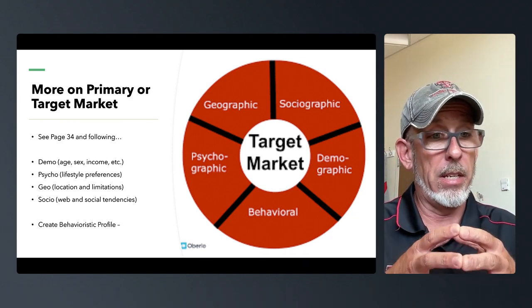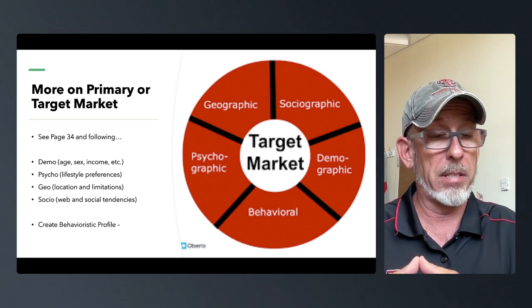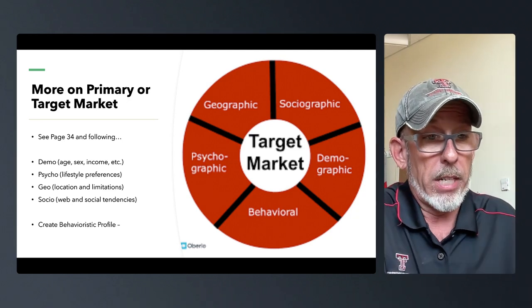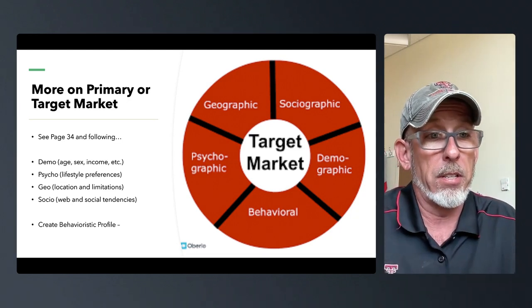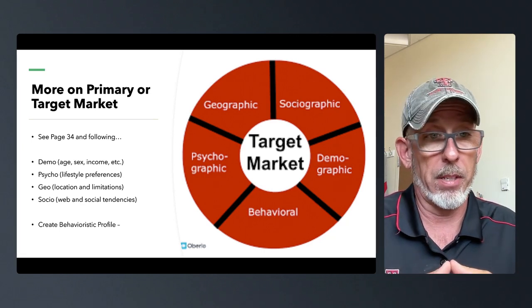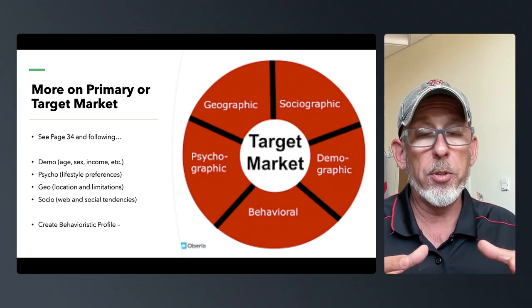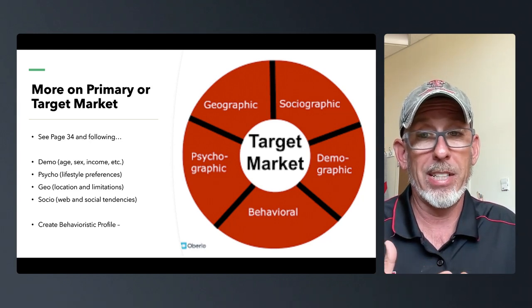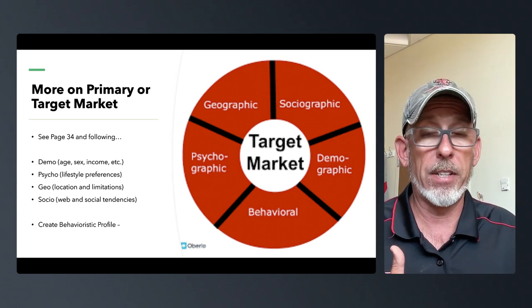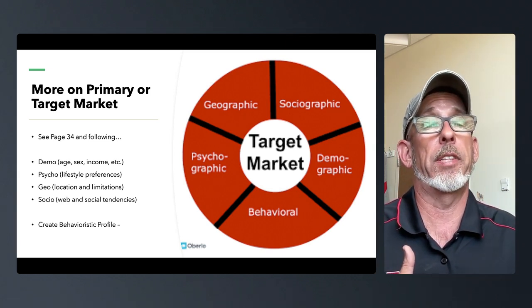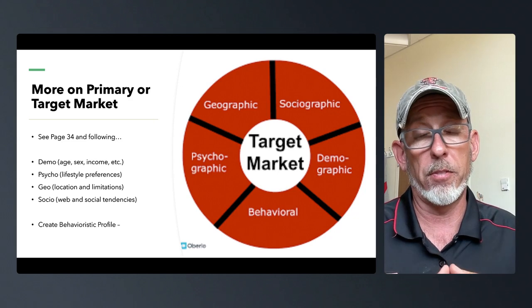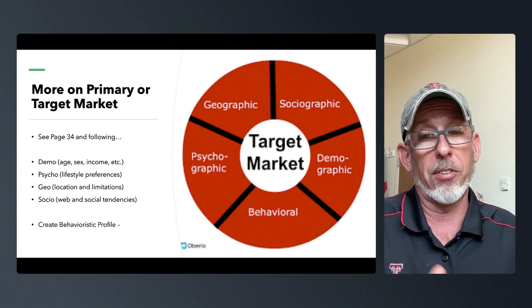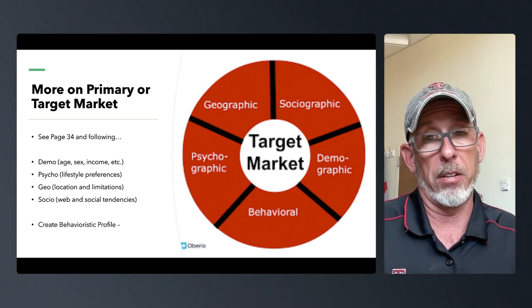Okay, if I'm starting a pet grooming business, my primary or target market are the people that I want to bring their pets to my mobile grooming service for grooming. It's that easy. I can know some about this target market. I can know their demographics, psychographics, geographics, even their sociographics. There is so much data out there on what certain age groups prefer from the social media side. And using this combined data, I can create a behavioristic profile.